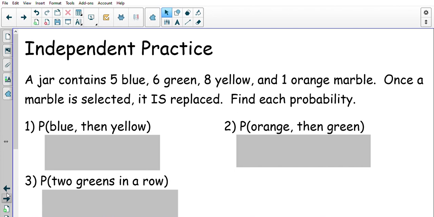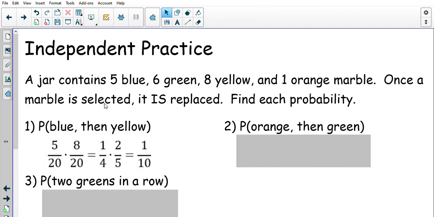A jar contains 5 blue, 6 green, 8 yellow, and 1 orange marble. Once a marble is selected, it is replaced, which indicates this is independent probability. Find each probability. Number 1, the probability of blue, then yellow. You need to recognize that we have a total of 20 marbles. 5 are blue, so that's 5/20ths. 8 are yellow, that's 8/20ths. Multiply those, you will get 1/10. And again, that is your answer in simplest form.